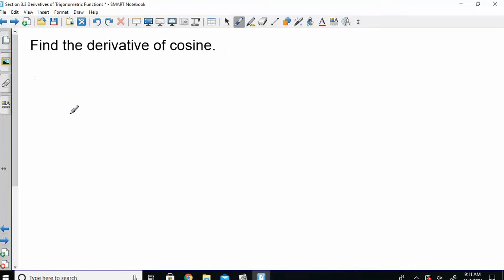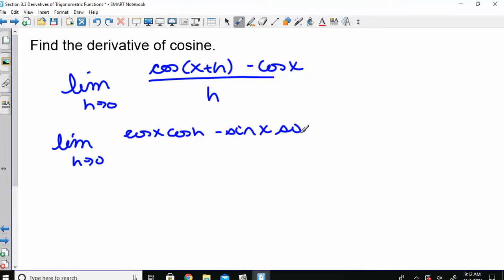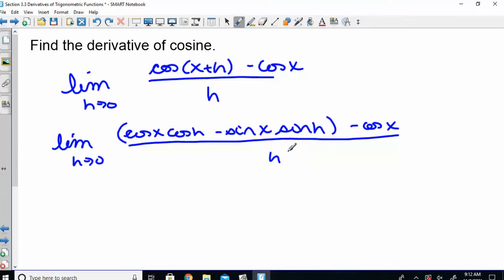Okay, we'll try it. So let's work out this derivative. So definition is the limit as h approaches 0. Cosine x plus h minus cosine x all over h. So we have to first start with this formula. I didn't have you write this one down at the beginning, but it's cosine of the first, cosine of the second, minus sine of the first, sine of the second. We still have our minus cosine x over h.